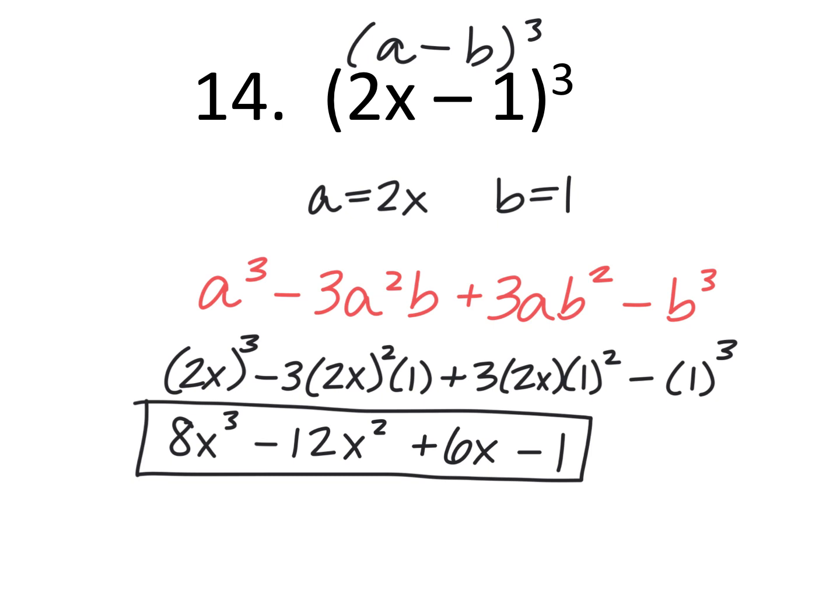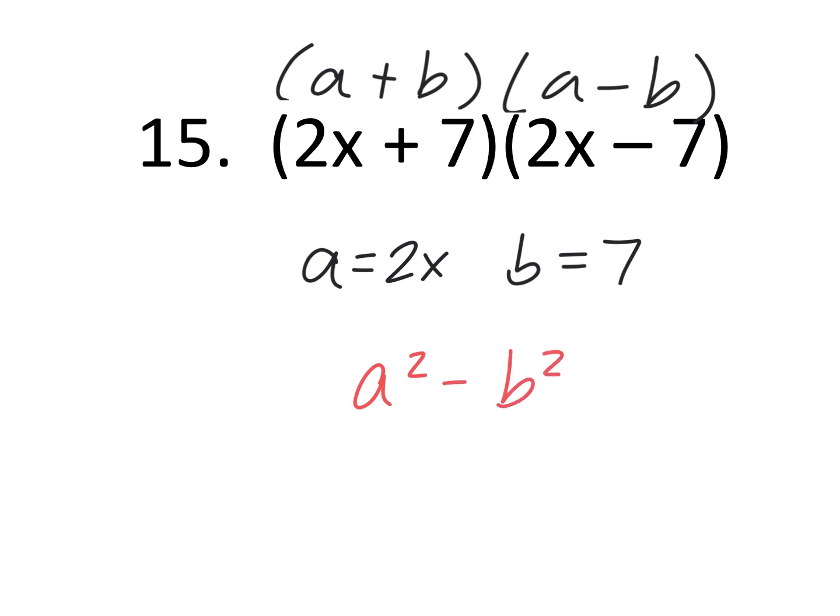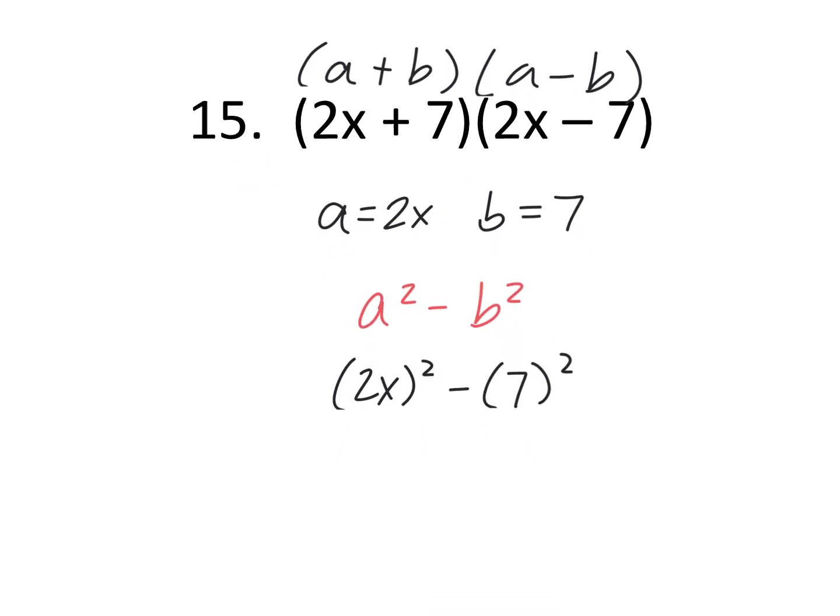What I'd like you to do is try 15 and 16. You can either do it with regular multiplication or you can do it with the pattern. So that is 2x, 7. A squared minus b squared, 2x squared minus 7 squared, which is 4x squared.